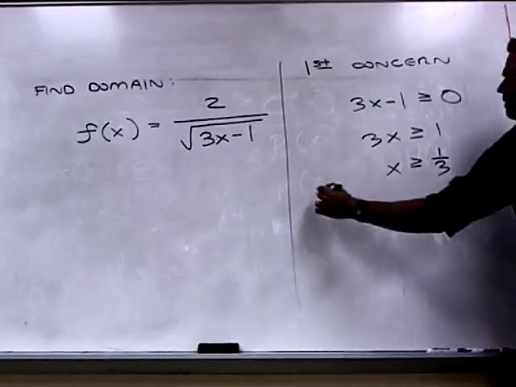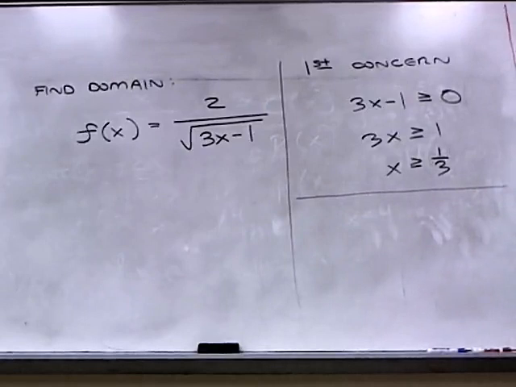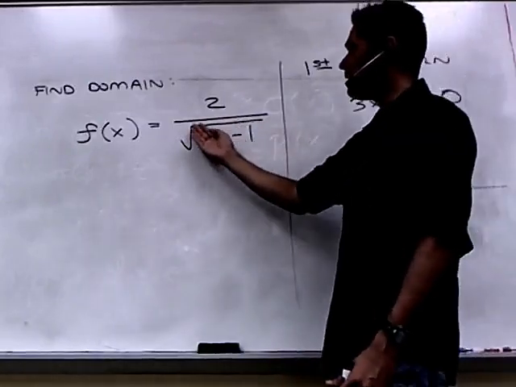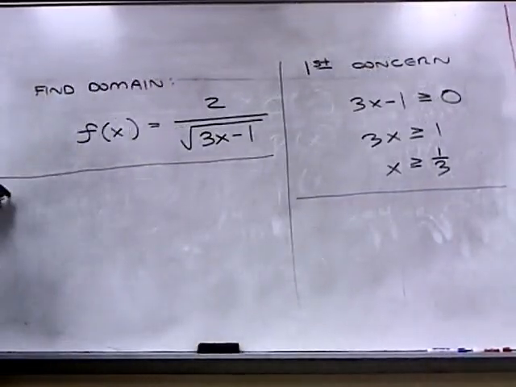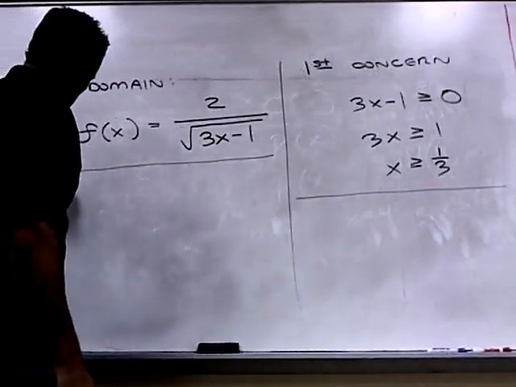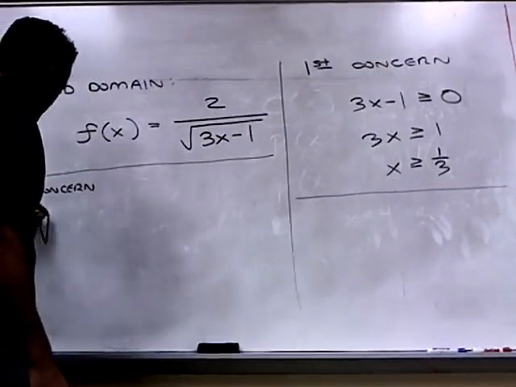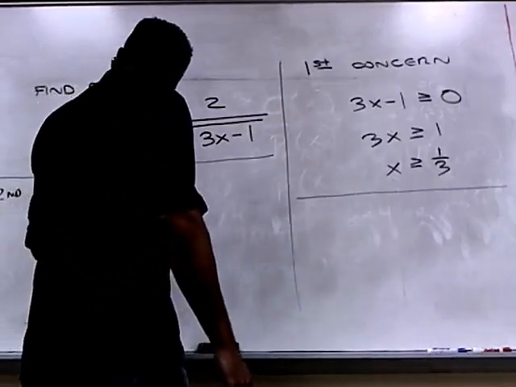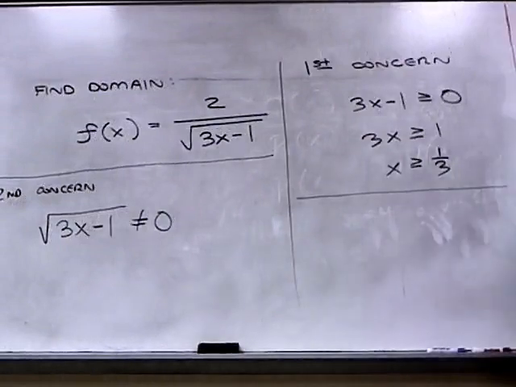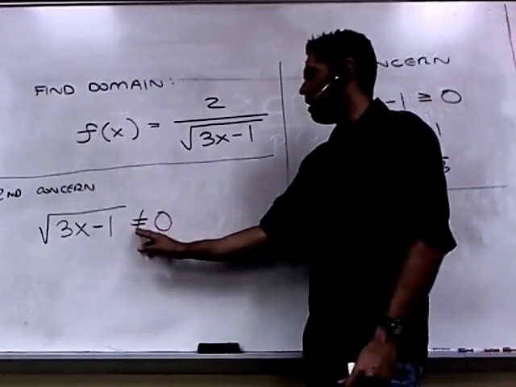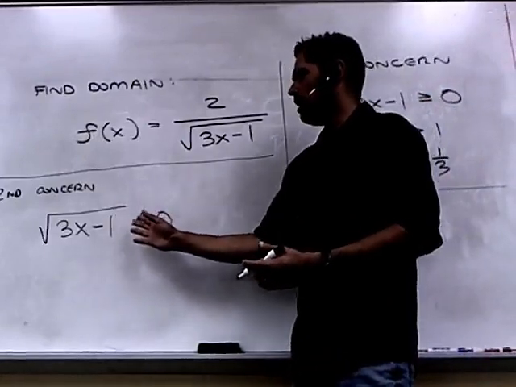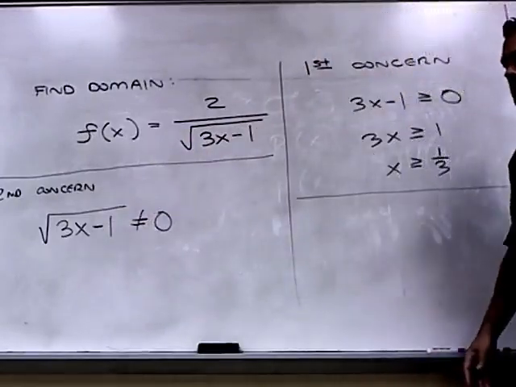The other concern we have is what? The denominator itself can't be 0, right? If this whole denominator turns out to be 0, I have division by 0. So here's my second concern: the whole denominator cannot be 0, right? So even though this says does not equal, I want to try and treat it like it's an equal sign, and let's just do things to both sides of the equation.